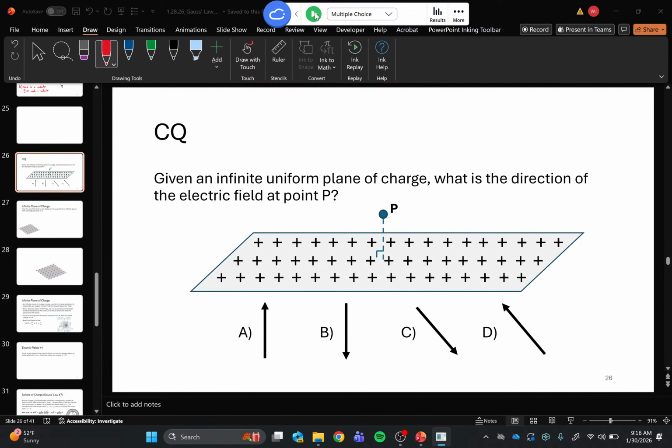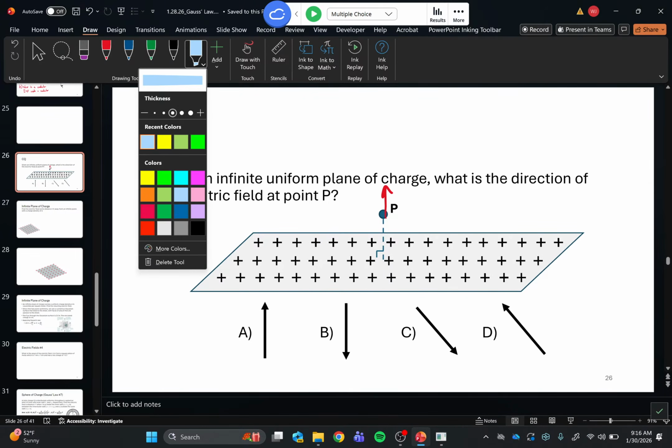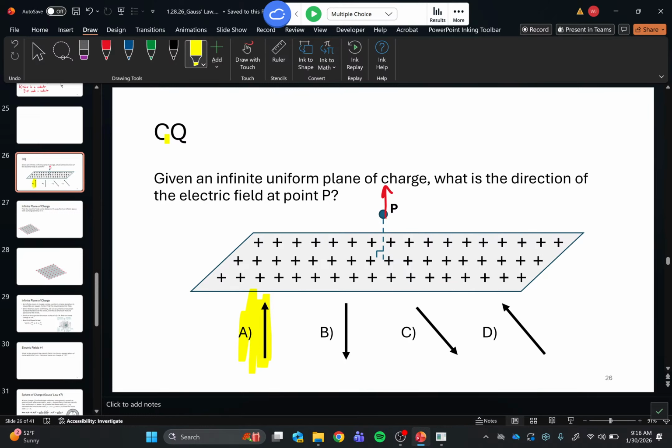Fantastic. All right, we already answered this. It's up. I already went through all the logic, so I'm not going to explain it again. Symmetry. Yay. Good. Okay.